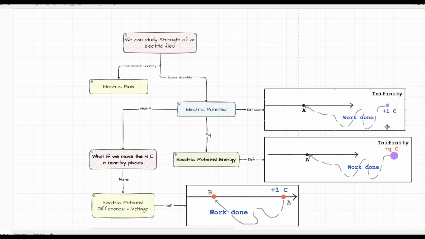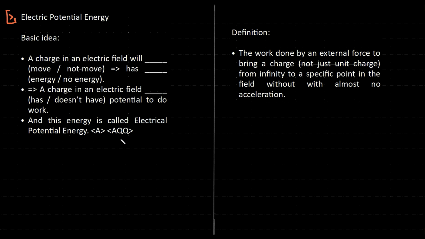Right? So this pretty much summarizes what we are trying to do. From 1 we are moving on to q. q can be greater than 1 or lesser than 1.